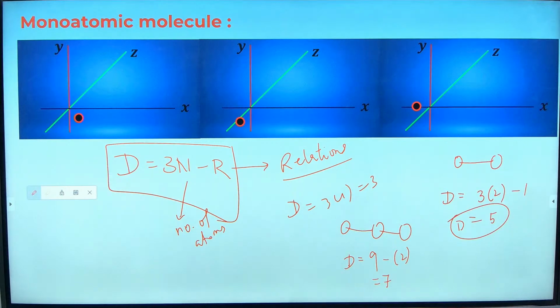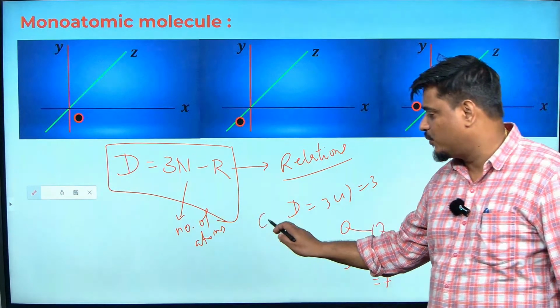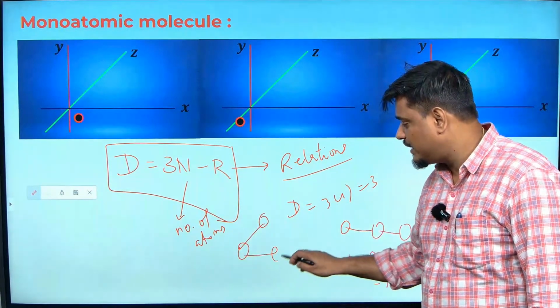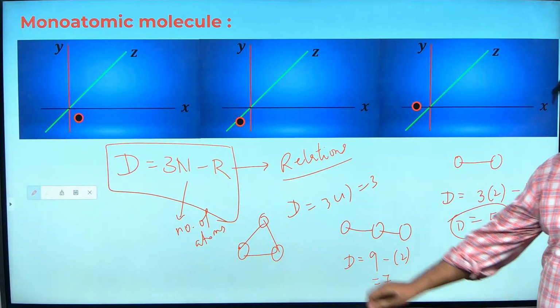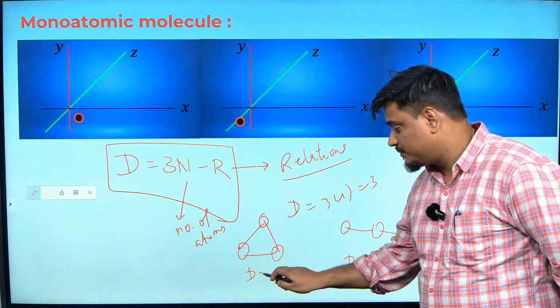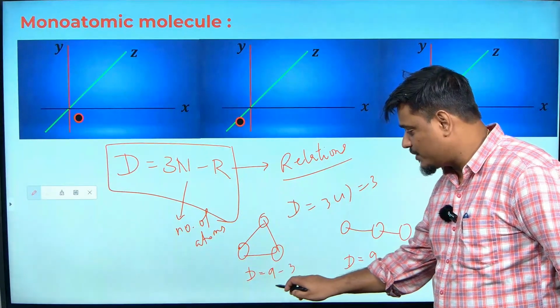If it becomes non-linear like this, 1, 2, 3, how many relations are there? 3 relations. So what is the degree of freedom? 9 minus 3 is how much? 6.